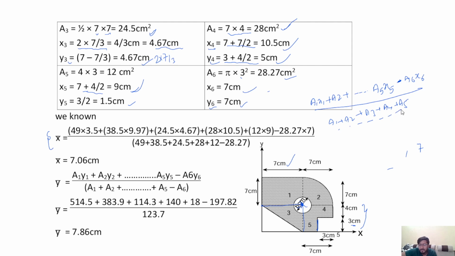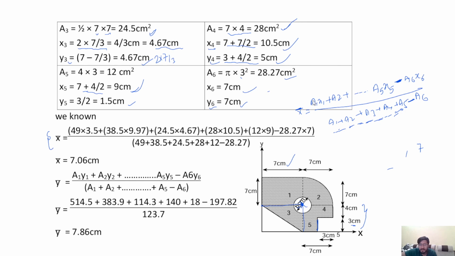These all are summation figures, adding figures, but the number 6 figure, that is the circle, is removed from this shaded area and taken negative in this formula before a6. So this is the composite formula of x bar. Take a negative sign for the figure number which is removed from the whole figure.